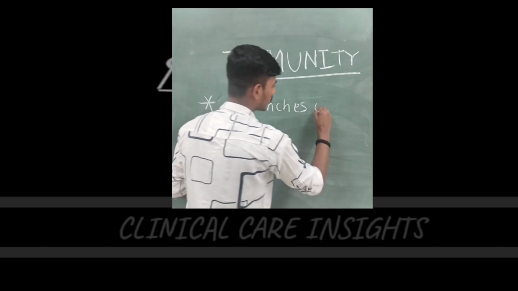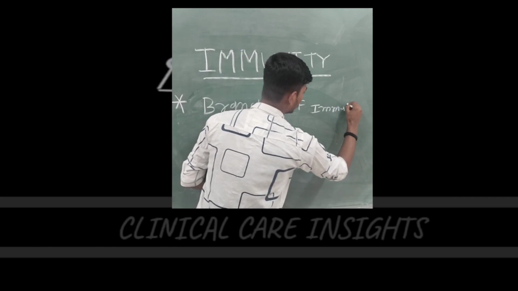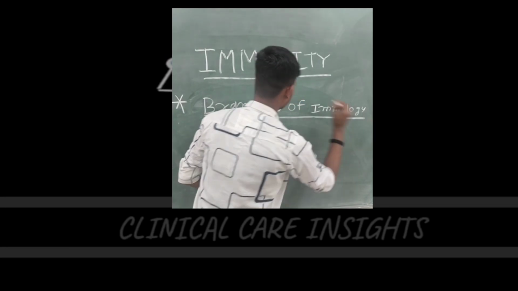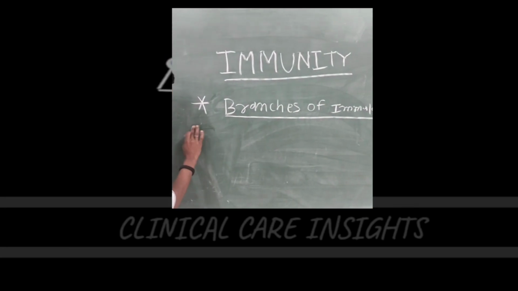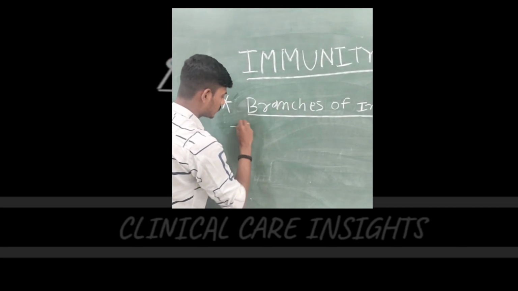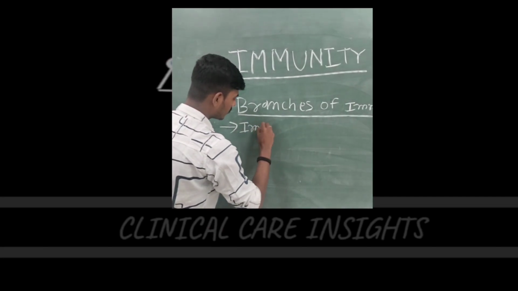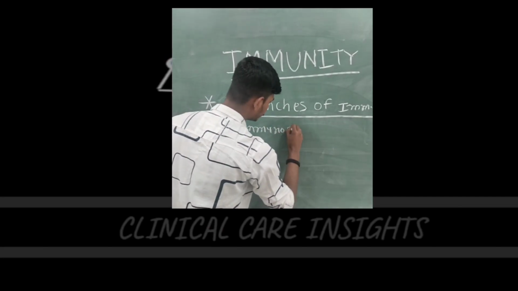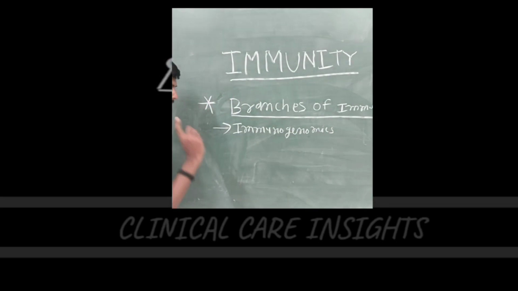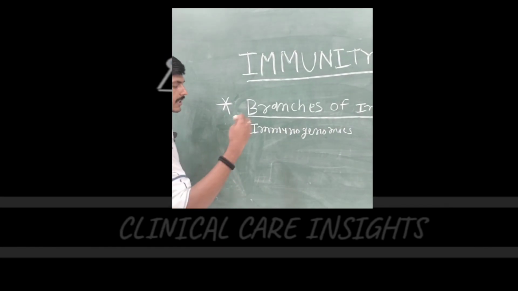Branches of immunology. Now under these branches of immunology, we already discussed one branch, and that branch is called immunogenomics. Immunogenomics is basically the study of immune genetics.